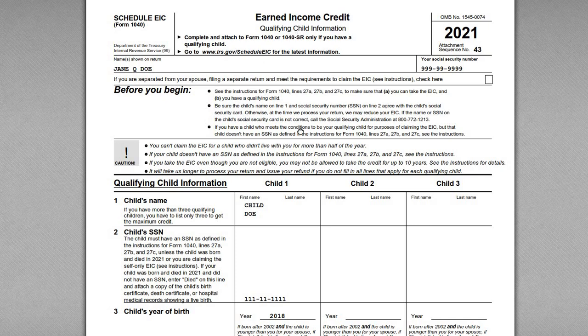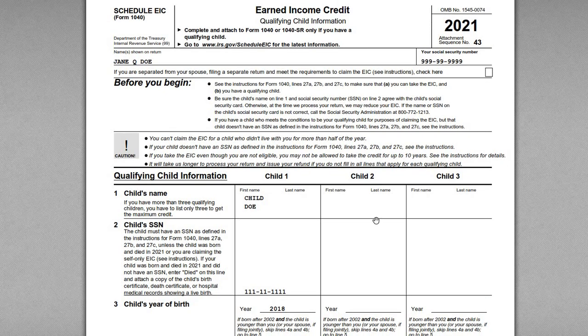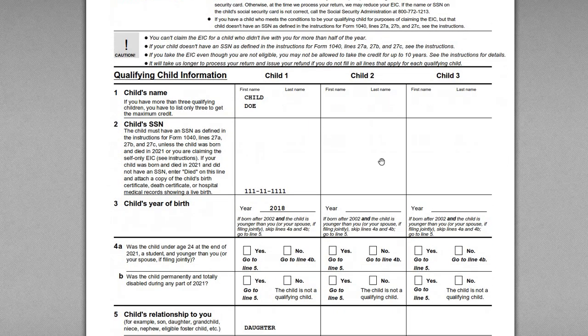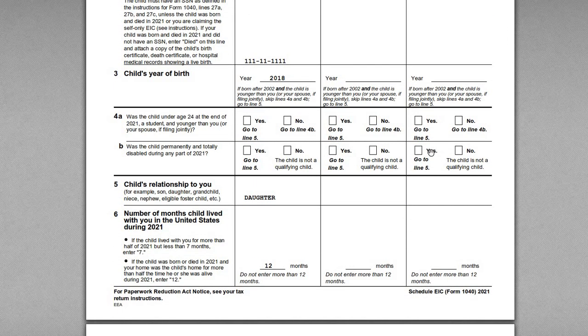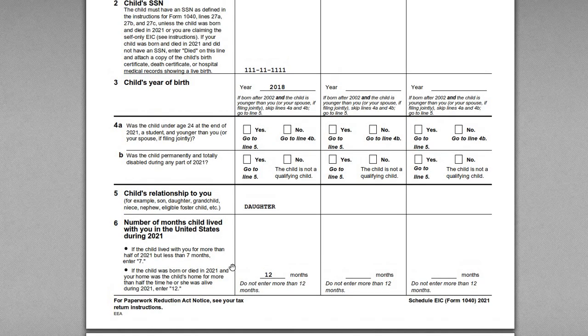But the EIC schedule here should be completed if you have a qualifying child. In this case, we do, right? So it's child's name, Social Security number, and date of birth. And then the child's relationship to us, it's our daughter, and the number of months lived with the child during the year is 12. The reason why they're asking that is because in order to claim your child as a dependent, you generally have to be the custodial parent. So it means the kid has to live with you the majority of the year.